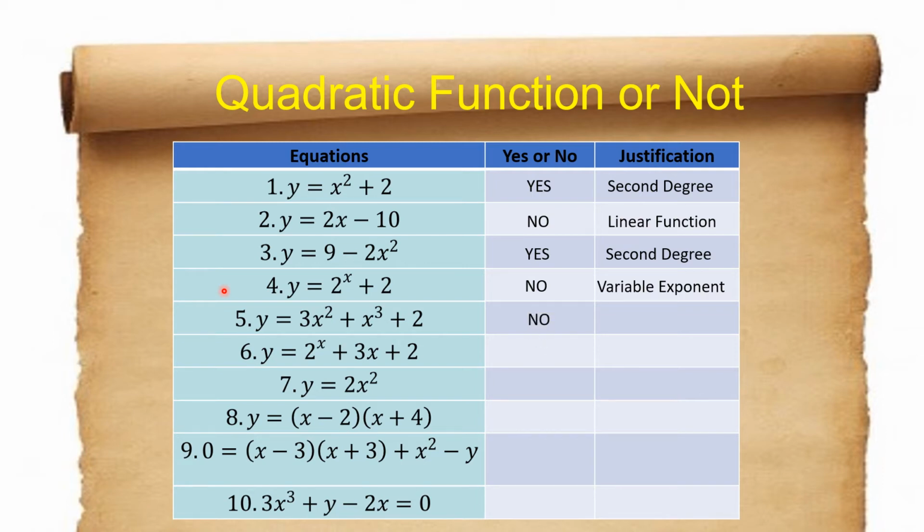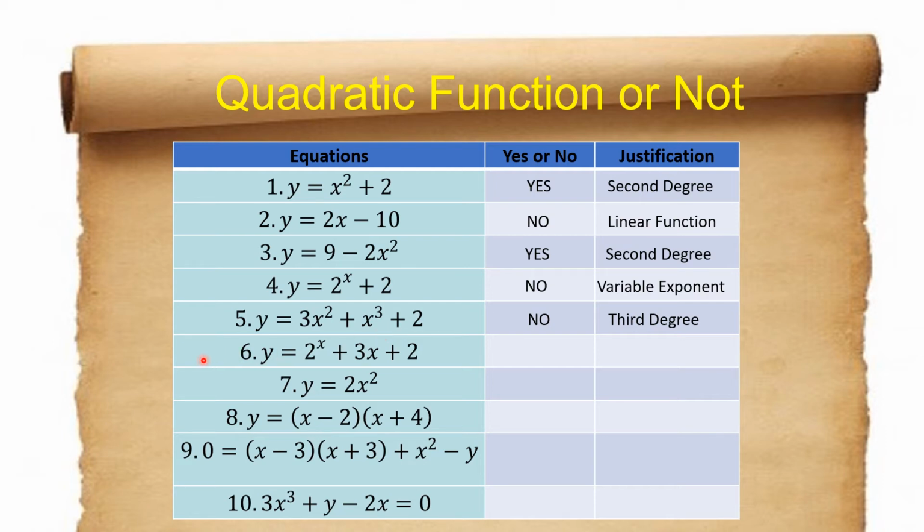Okay? Number 5, it's no. Why no? Because of the third degree. So this is your x cubed. It is already in the third degree. Although you have 3x squared, nasa second degree ito. Pero mas mataas yung degree niya dito sa x cubed. So it is already in the third degree. So kapag lumampas ka na sa second degree, hindi na siya quadratic function.